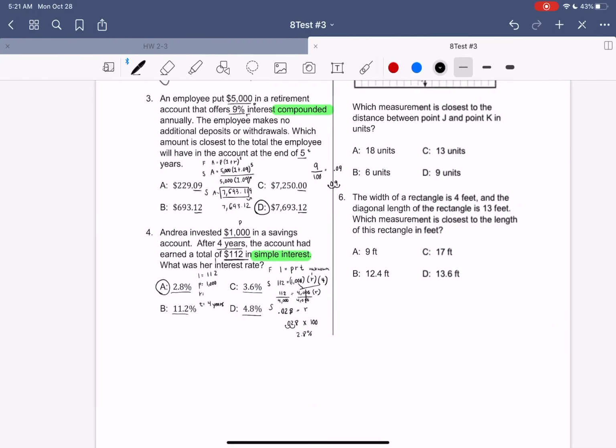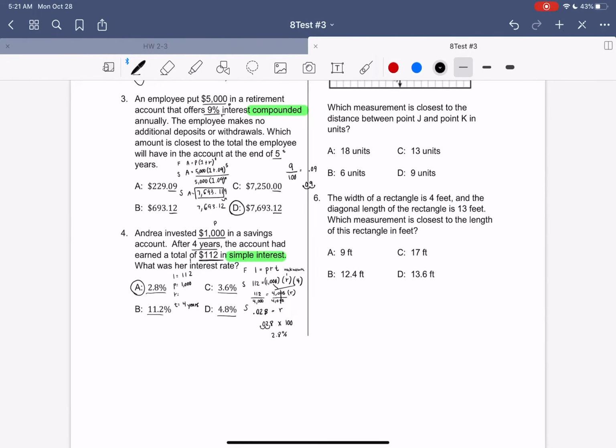All right, that's the last one here. Now we have point J is -4, -6, and point K is 4, 4, located on a coordinate grid. Which measurement is closest to the distance between point J and point K in units?